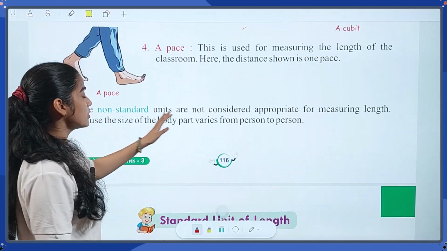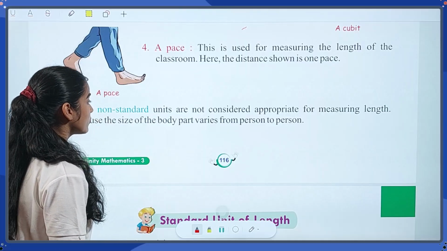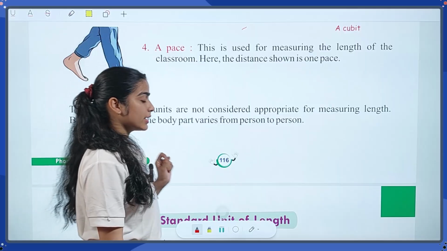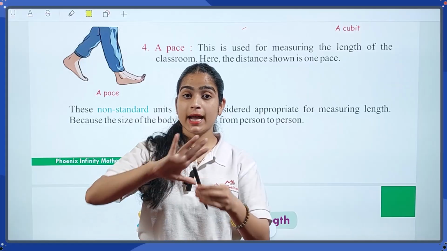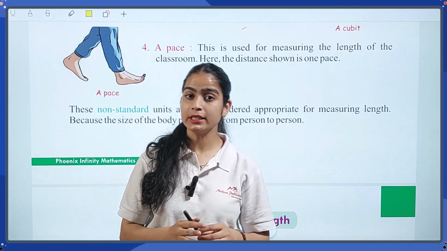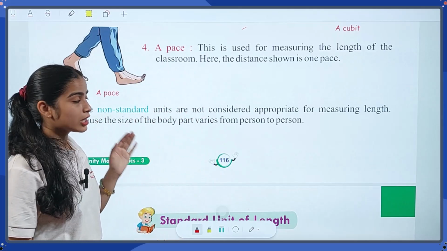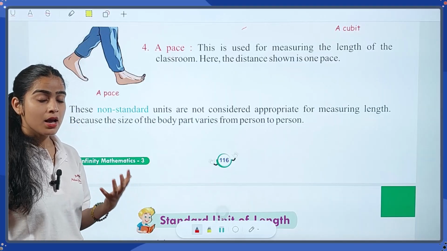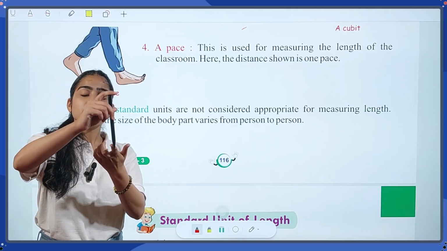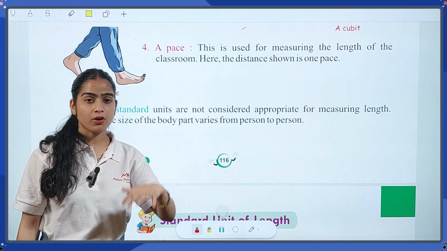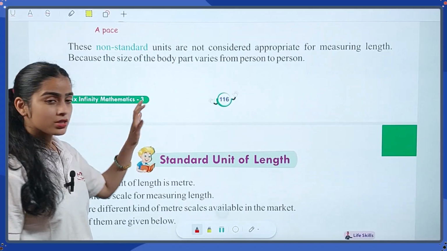Now these non-standard units are not considered appropriate for measuring length because the size of the body part varies from person to person. It means that my one finger is not equal to your one finger. My one hand span is not equal to your hand span. This is why these are called non-standard units and it is not an appropriate way to measure anything, because the measurement of this pen according to your finger would be very different compared to my fingers. It means we have to use a standard unit of length.